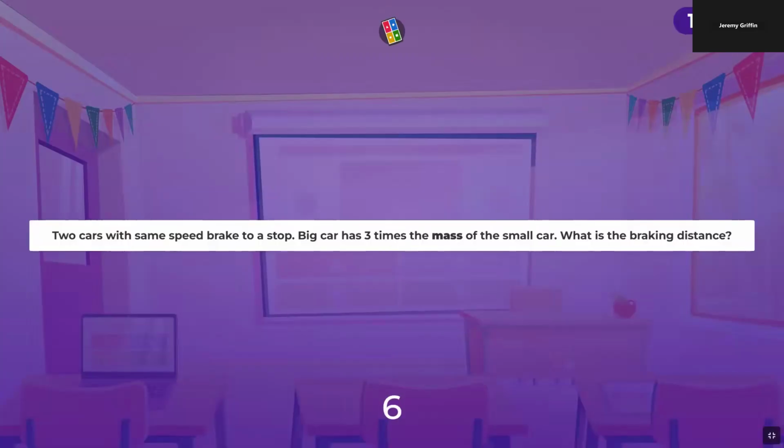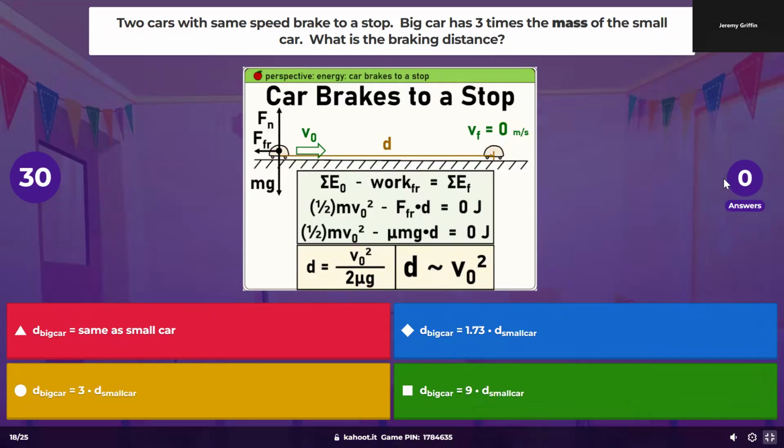Two cars with the same speed brake to a stop. The big car has 3 times the mass of the small car. What's the braking distance? They have the same tires, same road, same speed, but one car is 3 times the mass.